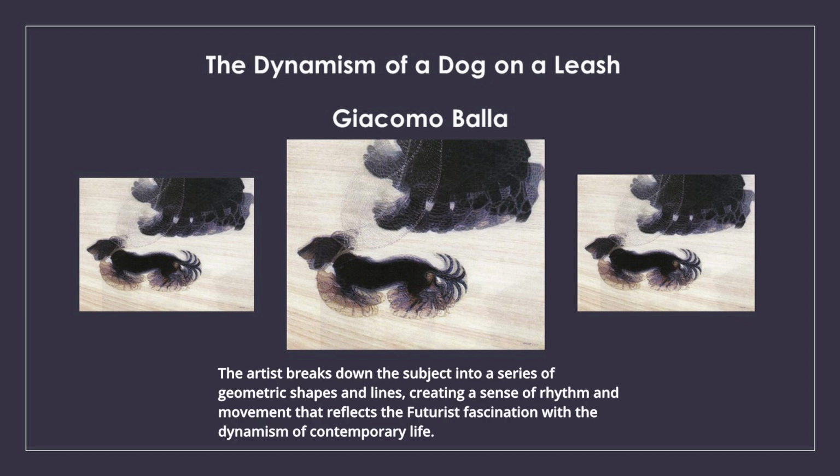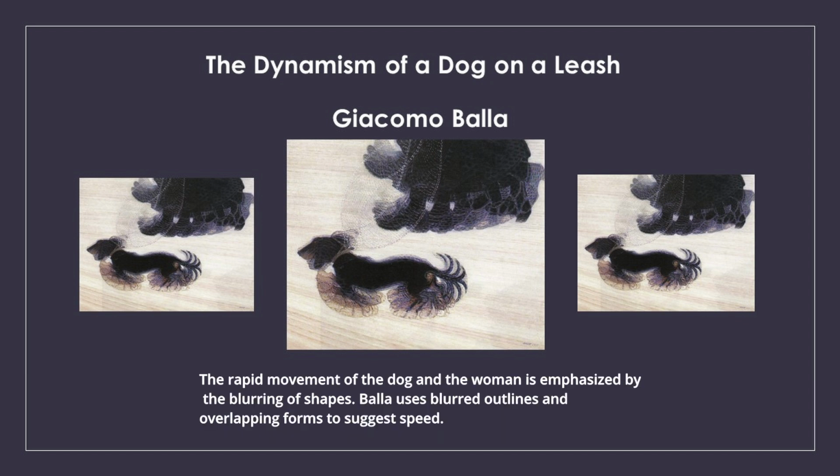The artist breaks down the subject into a series of geometric shapes and lines, creating a sense of rhythm and movement that reflects the futurist fascination with the dynamism of contemporary life. The rapid movement of the dog and the woman is emphasized by the blurring of shapes. Balla uses blurred outlines and overlapping forms to suggest speed.